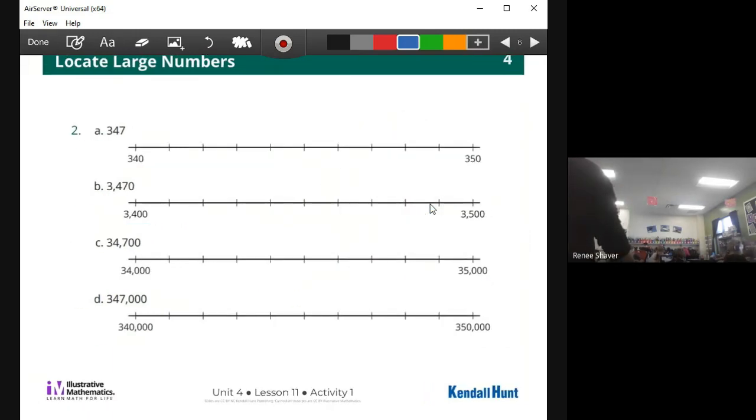Number 2. What do you notice about the number lines in number 2, Ariella? Now we have some tick marks.